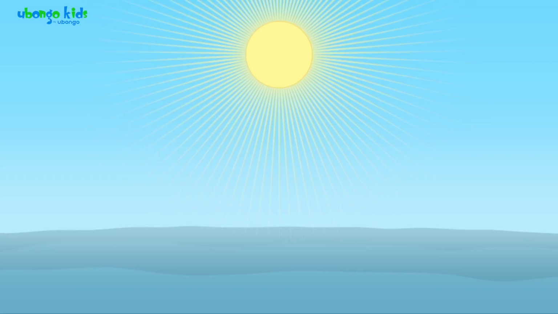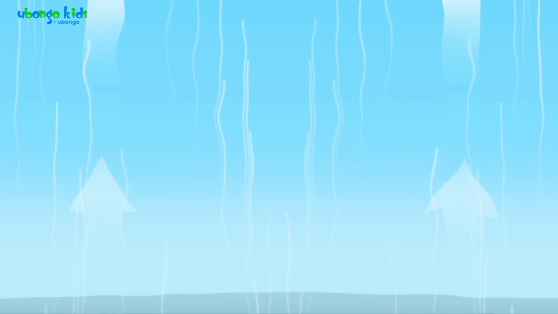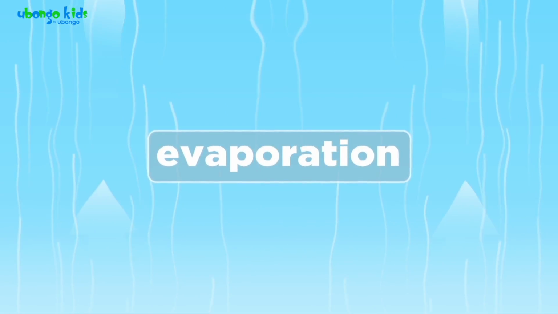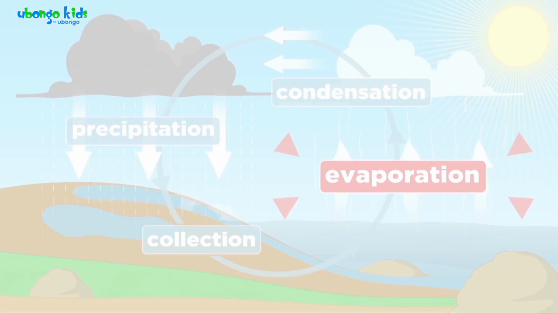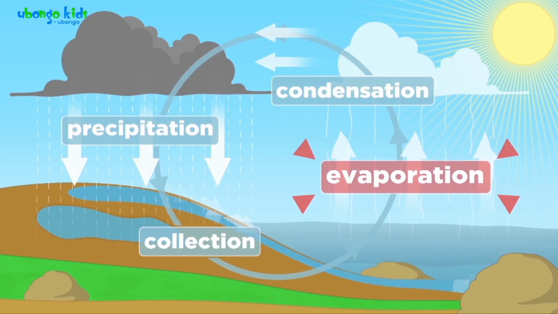When the sun is shining, the water gets hot. It turns into vapor, rises up, up, up. It's called evaporation. Evaporation, it's part of the water cycle.